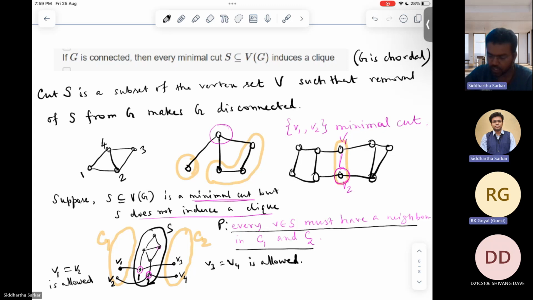Then observe that we have a cycle of length at least 4. So what is that cycle? Remember that V3 and V4 are either the same, or because it's a connected component, there is a path between V3 and V4. So either way, this entire thing is a cycle of length at least 4, which contradicts the fact that we are dealing with a chordal graph.